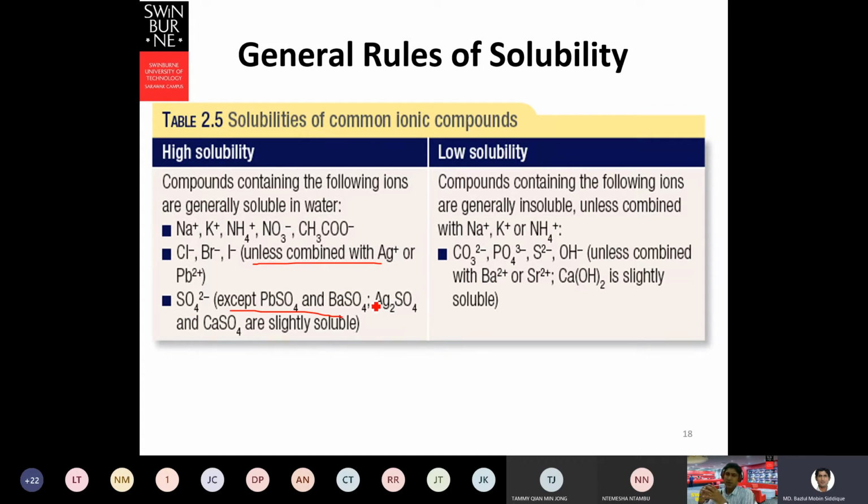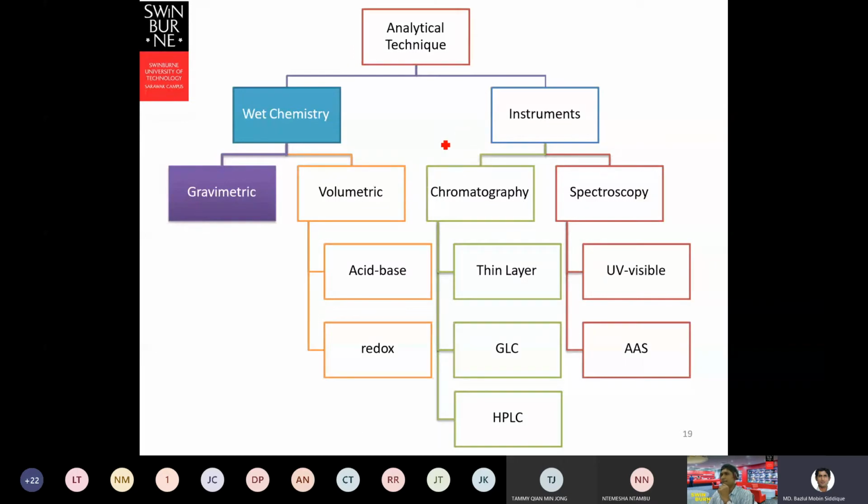There is a set of ions or charges that produces high and low solubility. But this is just a simple glimpse of it. There are exceptions. There is much more to learn when we go for a higher class or degree. So this is not all. This is just an introduction. Now we go for this.